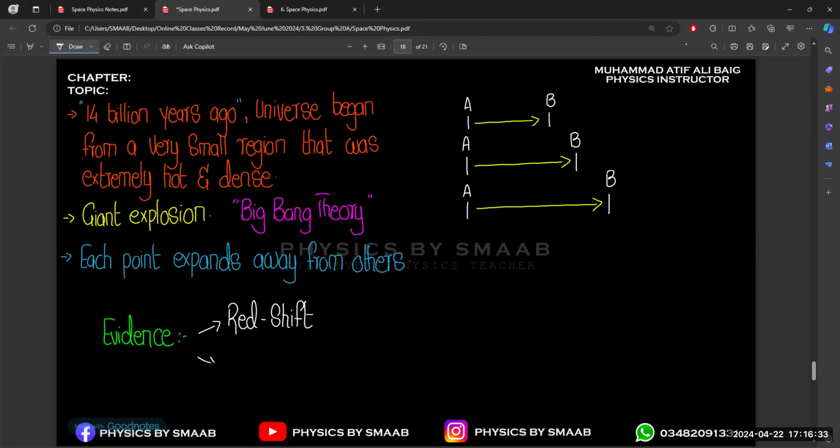And the second is CMBR. Basically, CMBR means cosmic microwave background radiations. So these radiations are also the evidence for the Big Bang theory. We will also discuss how these two factors are the evidence for the Big Bang. So basically, first, if we talk about the redshift, redshift is an easy concept to understand because we already talked about it and it is very simple to understand.